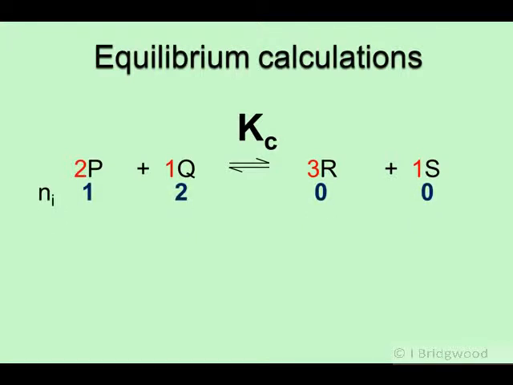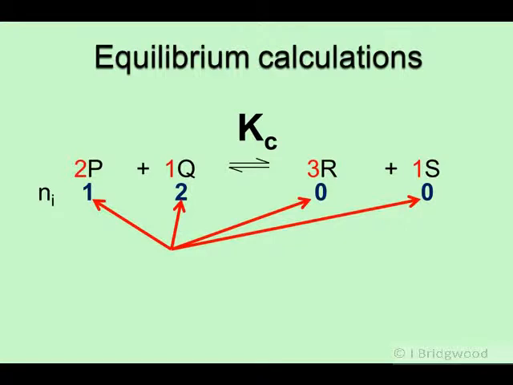But what we can do is decide how much of each of the reactants and products we begin with, our initial number of moles. So in this particular case, I'm saying we'll start with 1 mole of P to 2 moles of Q and not have any of R or S. But there's no reason why we couldn't have some R or S in there to begin with. Those blue numbers hold no relationship to the red numbers, notice. But when the reaction comes to equilibrium, then that is a different matter.